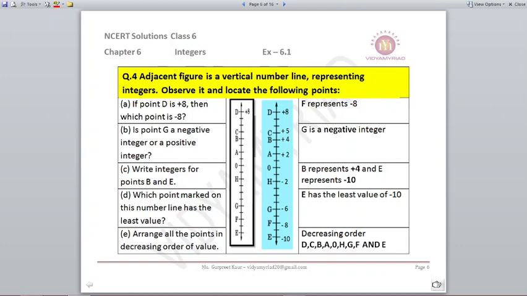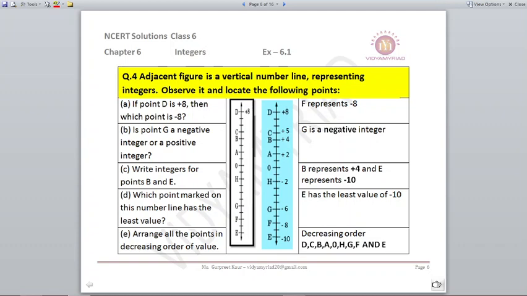Similarly, when you go down, if up is plus side, below is minus side. It means H will be minus 2, G is minus 6, E is minus 8 and your F will be minus 10. So let us do these questions now. If point D is plus 8, then which point is minus 8? Now since I have already labeled all the alphabets, it becomes easier for me to represent. So according to the blue figure, you will see that F represents minus 8.